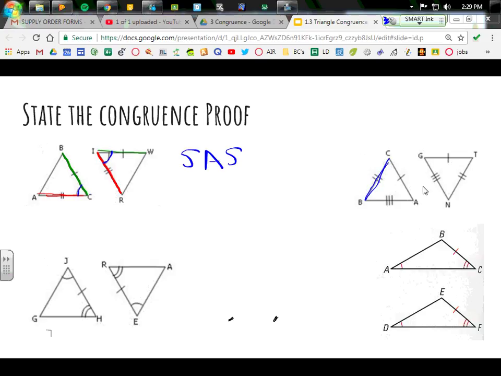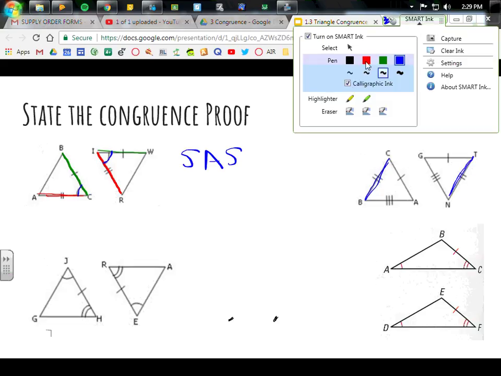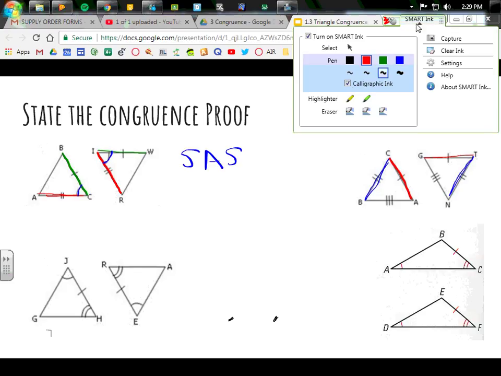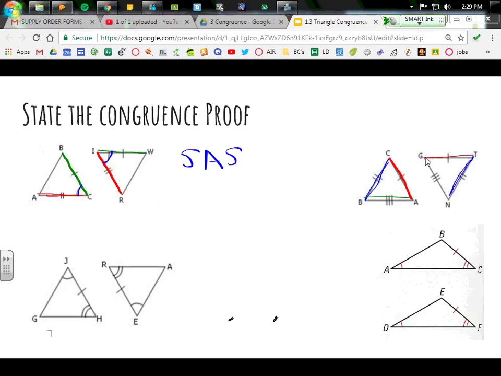All right, let's take a look at this triangle over here. Side BC matches up with side TN. Side CA matches up with side GT. And side BA matches up with side GN. So we have three matching sides. Side, side, side.